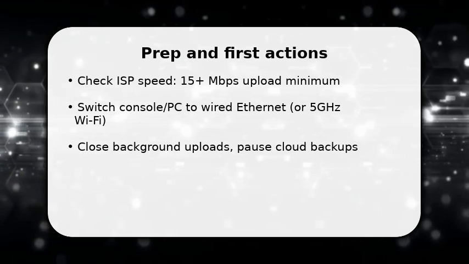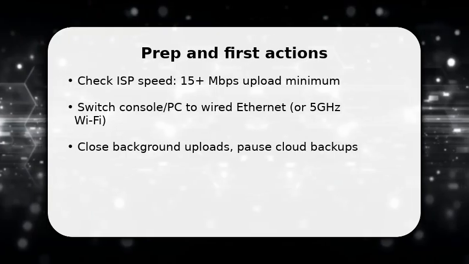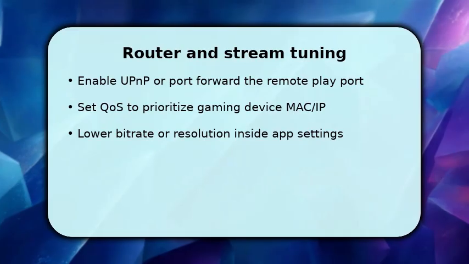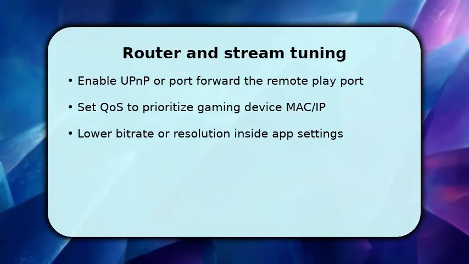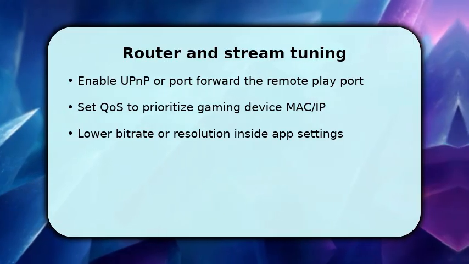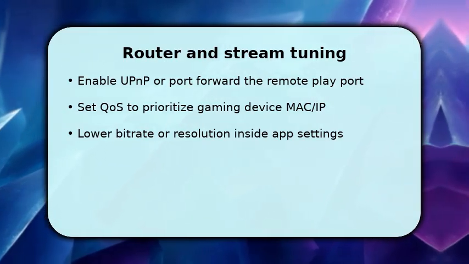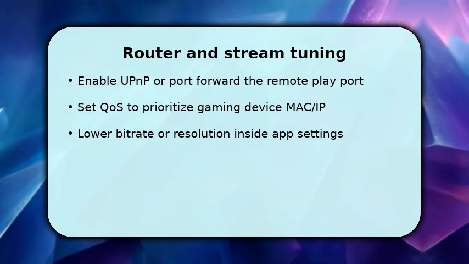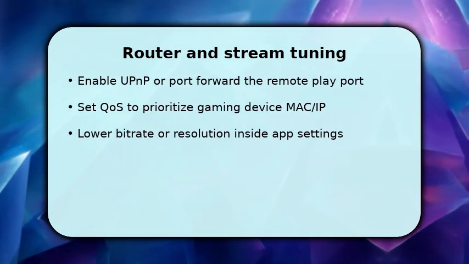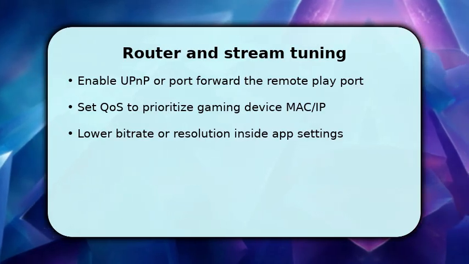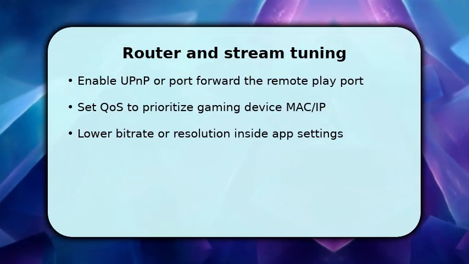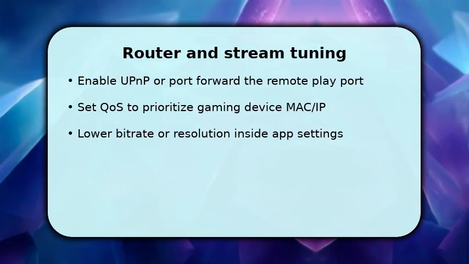Now you adjust network routing and the stream itself. Log into your router and enable UPnP or forward the specific remote play ports if you prefer static rules. This minimizes connection drops. Then, set CoS to prioritize the gaming device by MAC or IP so packets get first access. In the Remote Play app, lower the bitrate or resolution incrementally if you see artifacts. Reducing resolution slightly often eliminates stutter without heavy visual loss.